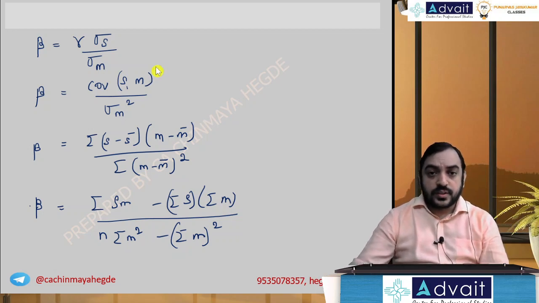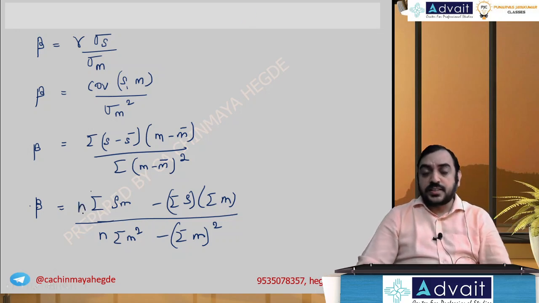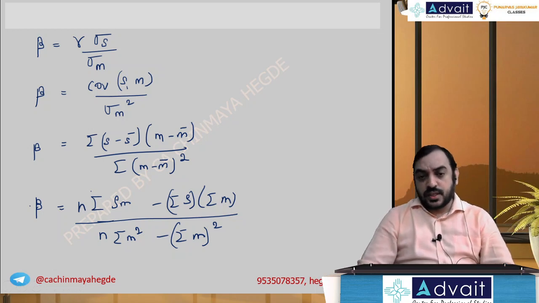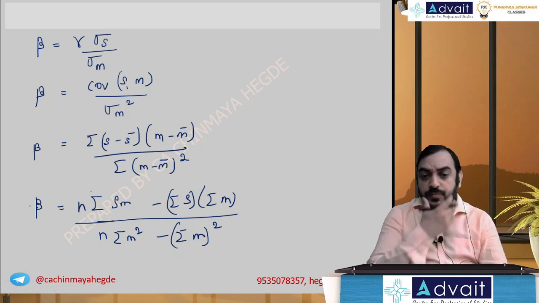Okay. So one thing I forgot here, the formula, it is n into summation sm. That n I forgot. n into summation sm minus summation s summation m, divided by n into summation m square minus summation m the whole square.